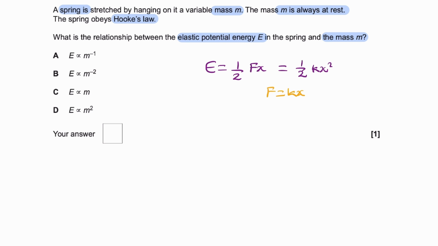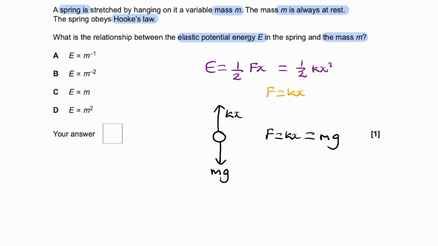We want to get some kind of relationship between these two things, so we're going to have to get mass in here somehow through some other equation. We can do that by considering the forces on the mass. There is a tension force upwards of Kx, and there is a weight force downwards of mg. Those two things will be equal. So the spring force, which is Kx, is equal to mg. We know that's the case because we're told the mass is always at rest. That means it's in equilibrium.